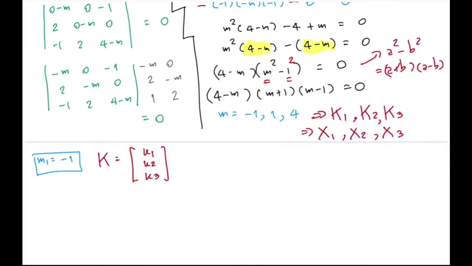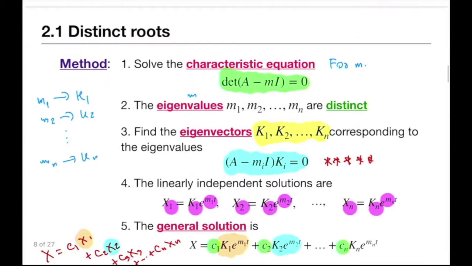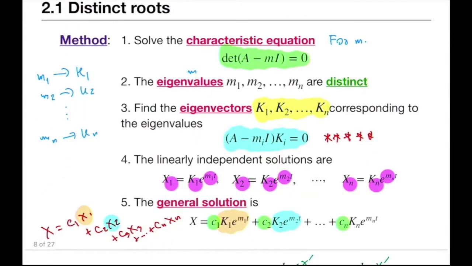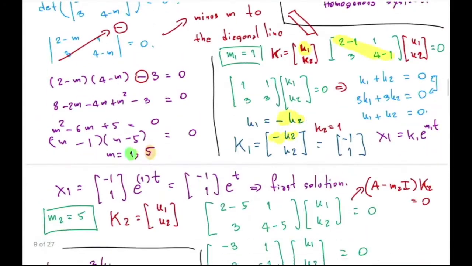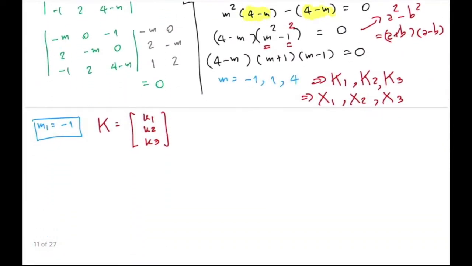So the equation that we use to find K is, if you go back to the method, we need to use this equation, right? A minus m1I times K equals 0. So here it would be A. What is A, guys?